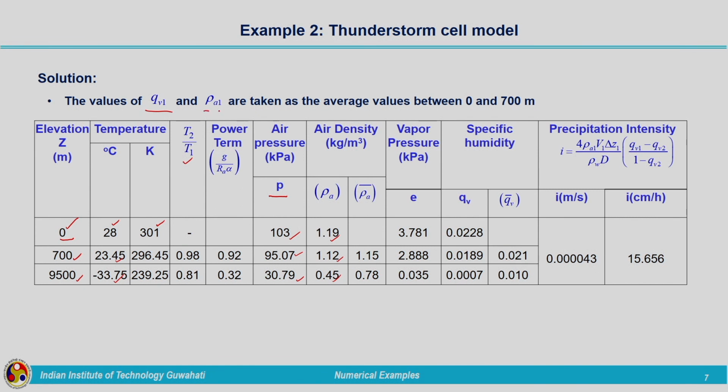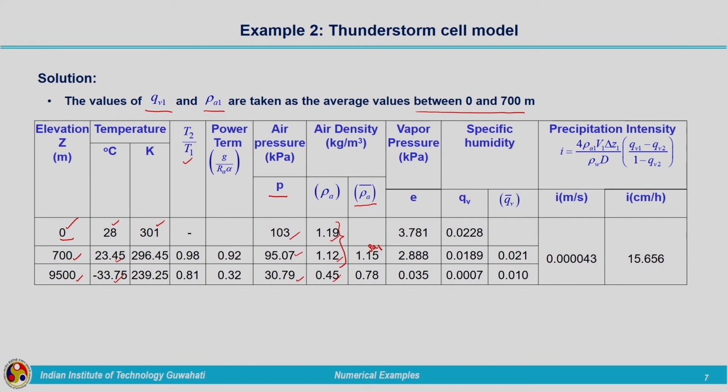So, we will take the average of the values of air density and specific humidity corresponding to the 0th level, that is the ground level, and at an elevation of 700 meters. Those are the values of QV1 and rho A1 corresponding to section 1. We average the values between 0 and 700 meters, so we have a separate column for rho A bar, the average of ground level and 700 meters. That gives 1.15 as rho A1.